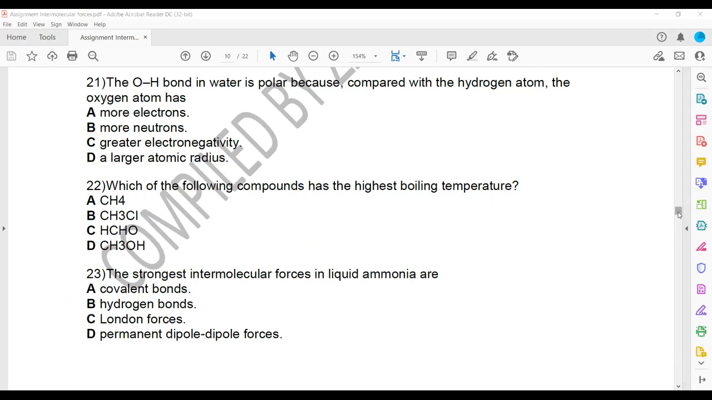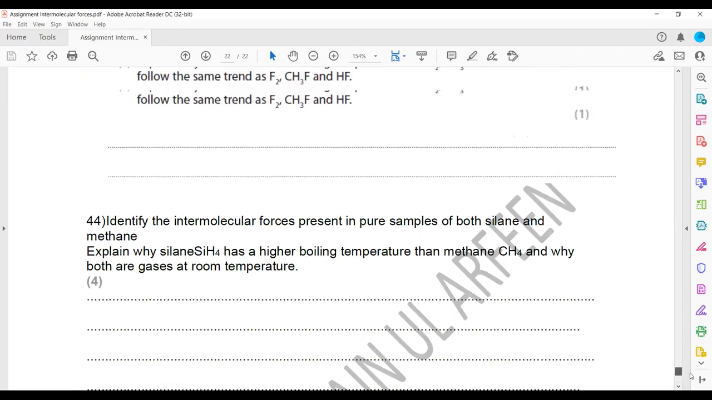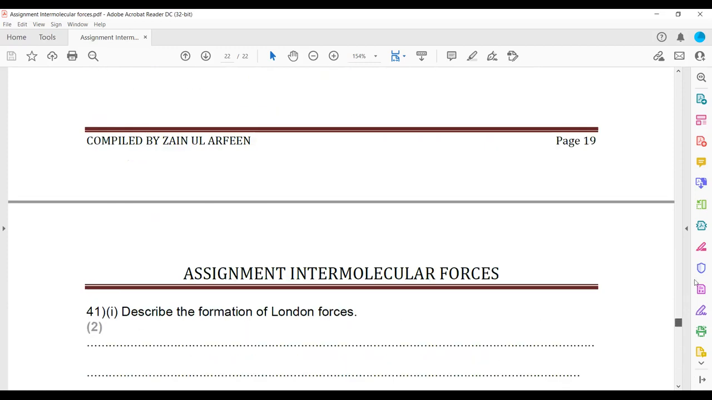So this was an exercise related to intermolecular forces. There are many similar questions.